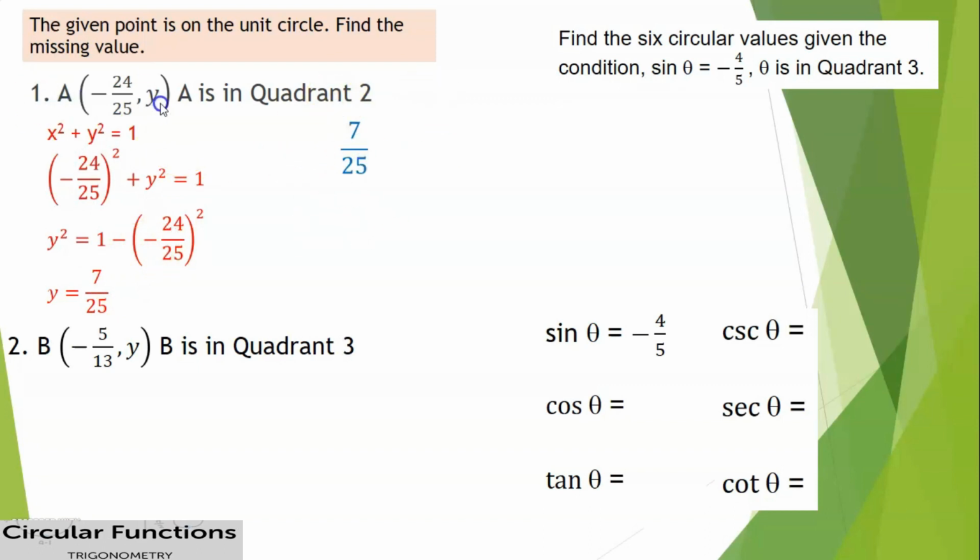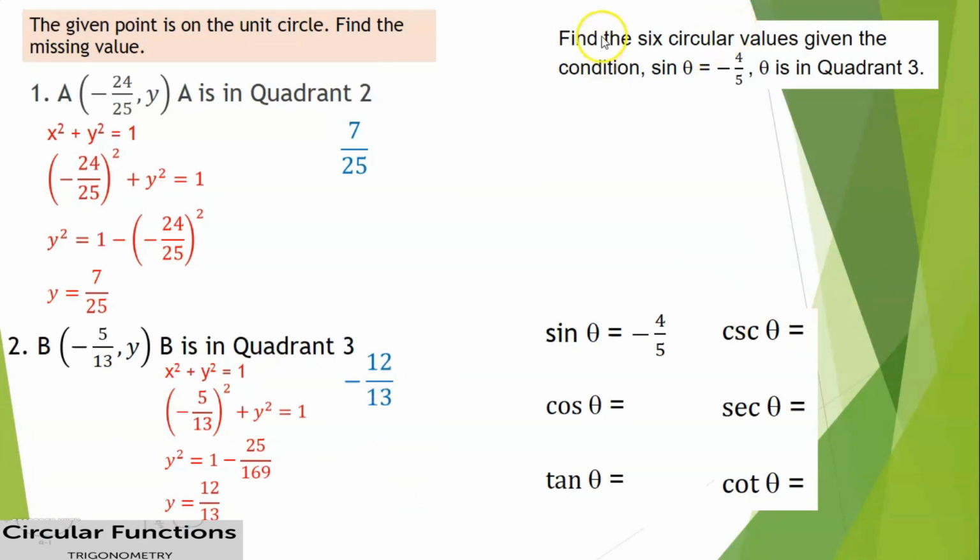So the value for y then is 7 over 25. Number 2, the same thing. So x is negative 5 over 13, and this point is located in quadrant 3. So using x squared plus y squared equals 1, let's substitute. Our x is given, our y is unknown. So with this, you simplify. Our y is 12 over 13. Now take note, in quadrant 3, y is negative. So therefore, the value for y here is negative 12 over 13.